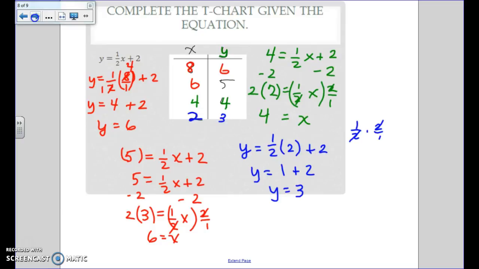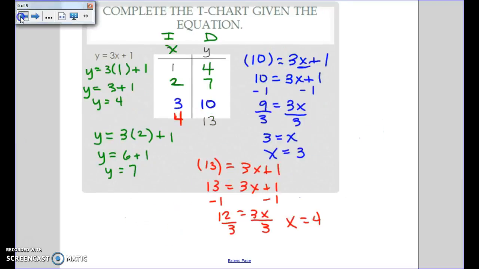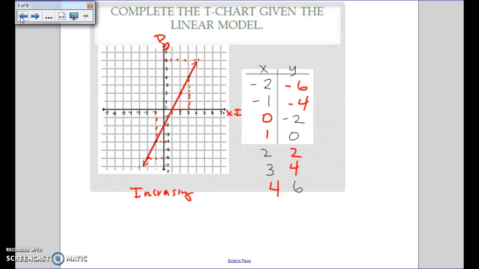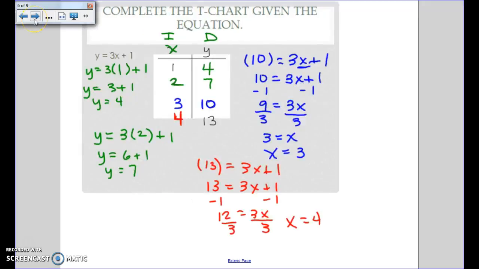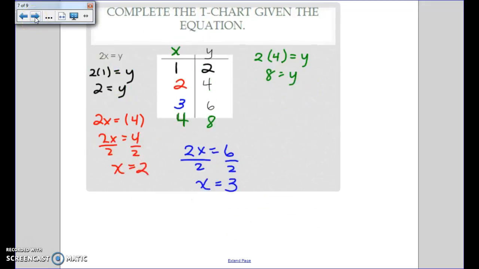Again, all right, so today what I would like for you to be able to do is identify the independent and the dependent variable. The independent is x, the dependent is y. I would like you to be able to find the missing values given a linear model, as well as find missing values given an equation. Okay, so that's it for today.